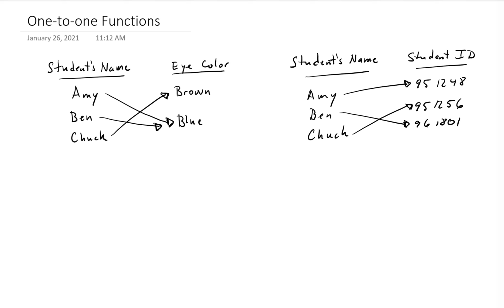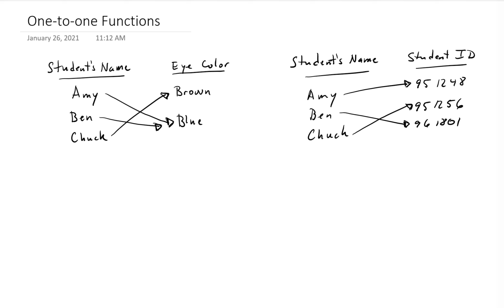There's a difference between these two functions, however. In the second case, for a student ID, there's a single arrow arriving to it. So there's a single arrow, of course, leaving from Amy, Ben, and Chuck because it's a function. But where it's sent, that value is unique. There isn't another student that's going to have the same student ID, which is not the case with the eye color function, because the blue eye color is associated with both Amy and Ben.